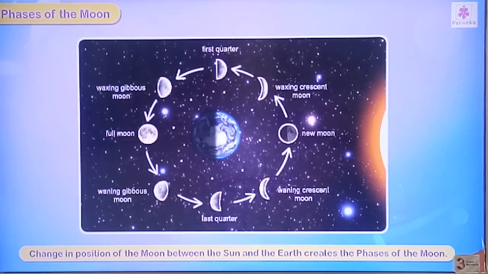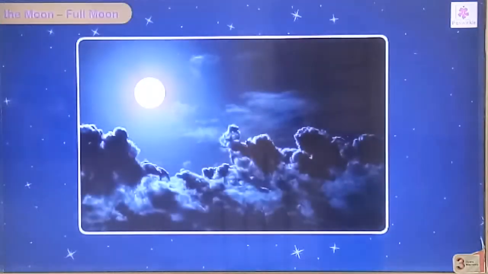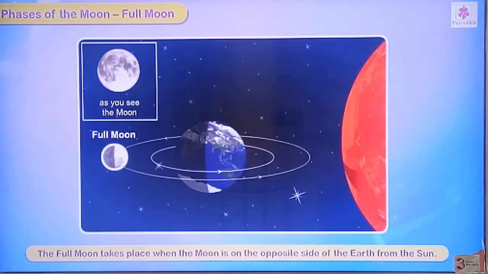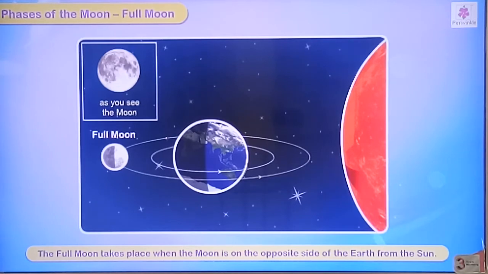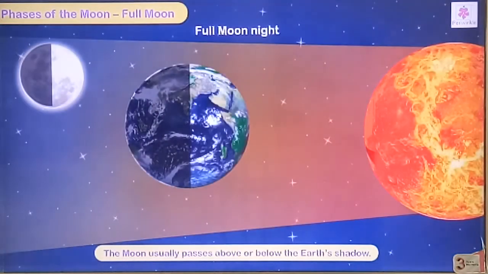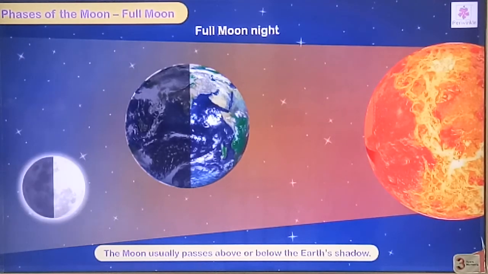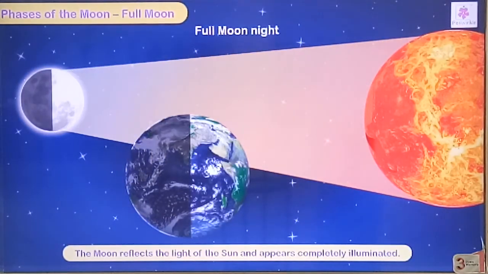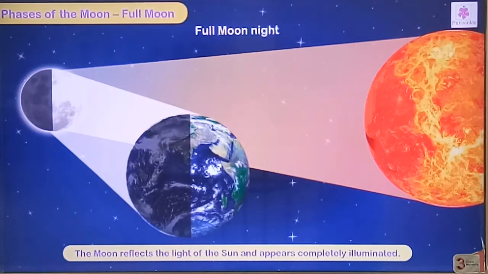So you can see here the different phases of the moon. The first one is full moon. The full moon takes place when the moon is on the opposite side of the earth from the sun. The moon usually passes above or below the earth's shadow. The moon reflects the light of the sun and appears completely illuminated.